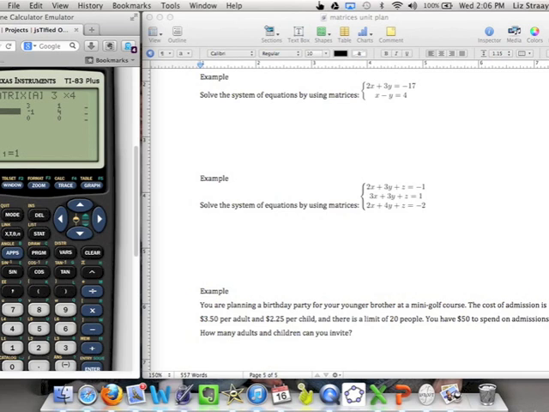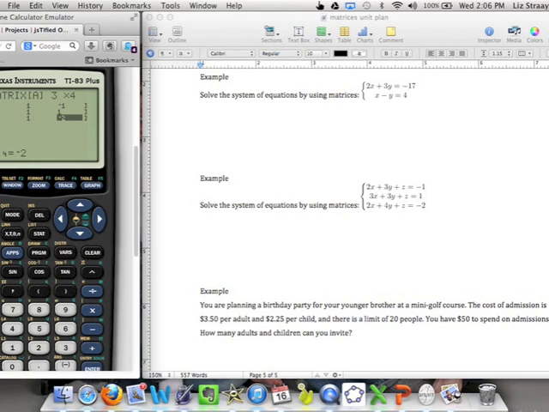So you enter the coefficients and then what's on the other side of the equals, and then do the same thing for each row. So what was the first one? It was 2 by 3. The rows are how many equations you have, and the columns are how many variables, and then one more for that equals side.